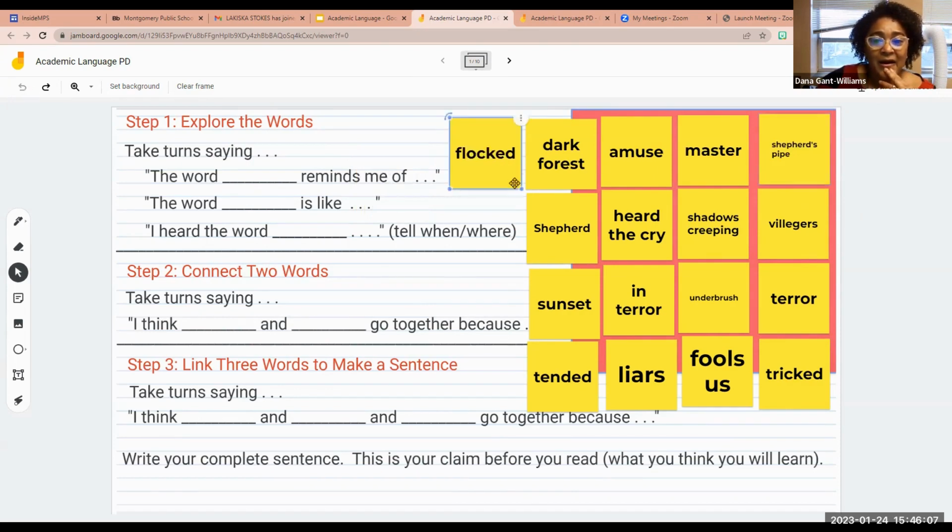Lastly, you're going to complete your sentence here and write your claim based on what you think, the associations you've made from the vocabulary. And to do that, you'll select a text box and start typing your sentence there. You're going to do this as a group.